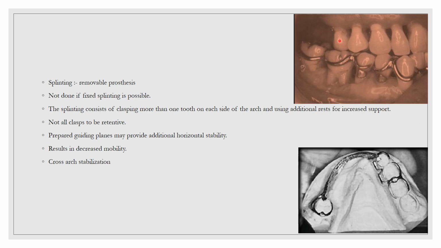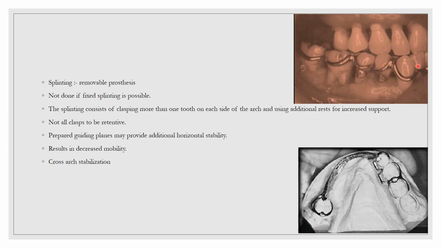So, guys, here are the photos, okay? When you join these clasps, this is known as splinting. Here I'm showing the splinting in a removable prosthesis, not done in fixed splinting. If fixed splinting is not possible, the splinting consists of clasping more than one tooth together in an arch. Not all clasps need to be retentive. Prepared guide planes may provide additional horizontal stability. So we are just giving extensions of these clasps for splinting purposes, not for retention. Result is decreased mobility, or stabilization is seen.